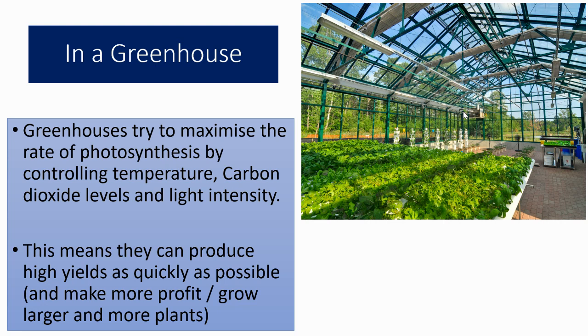There are lots of commercial greenhouses around the country and the world. And what these will do is try to produce as many plants as quickly as possible. To do that, they need to understand how photosynthesis works. So greenhouses try to maximize the rate of photosynthesis by controlling temperature, carbon dioxide levels, and light intensity. By maximising carbon dioxide and light intensity and getting it at the optimum temperature, ideally you'd be able to grow lots of plants very quickly and then maximise your profits. That is called making a high yield. So you want to do it as quickly as possible to make more profit. So that would be a commercial greenhouse.